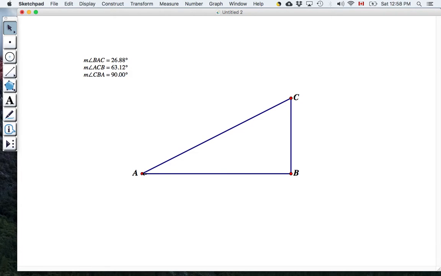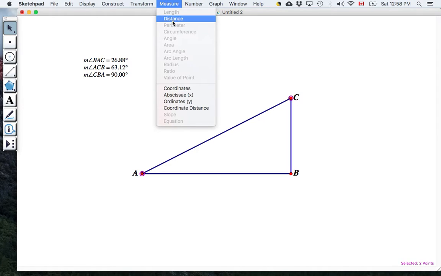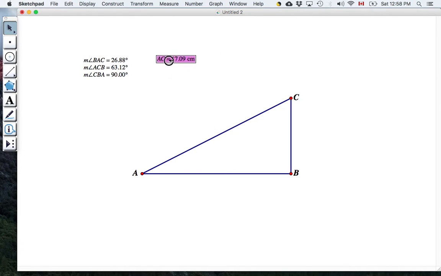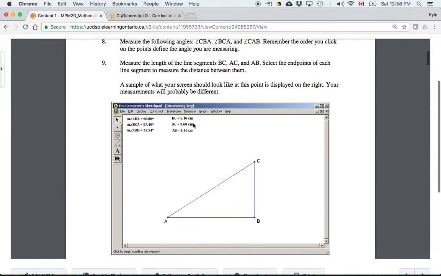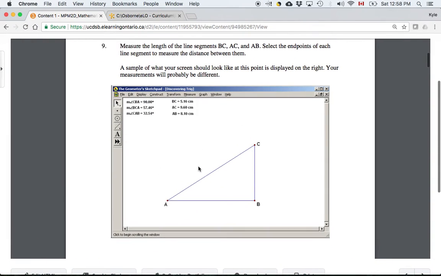Okay. I also have to measure each of the side lengths here by clicking the points, connecting a side, and measuring its distance. So AC is 17.09 centimeters, CB is 7.73 centimeters, BA is 15.24 centimeters. Okay. So that gets you about to this point here.